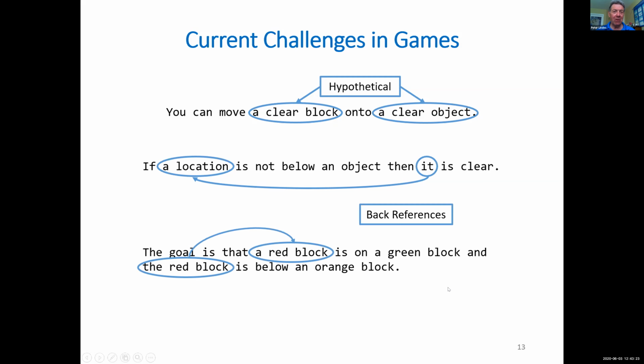And when we process all this and we tell the agent, go ahead now and solve the puzzle, it actually does this. And notice we end up having a red block that's on a green block and it's below an orange block. So it understood all these things.